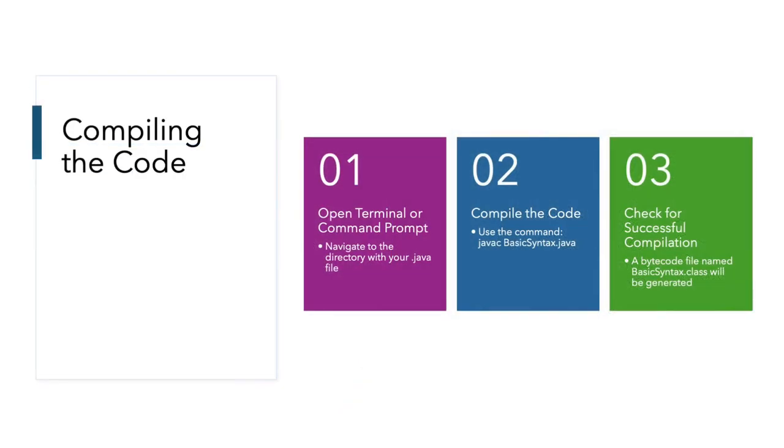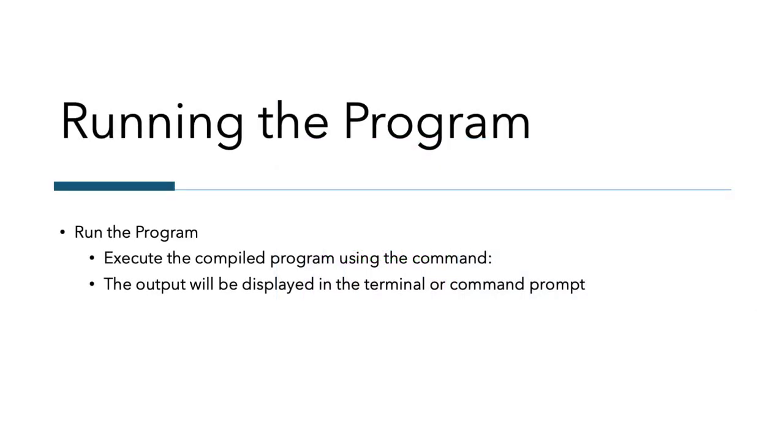To compile your Java code, open the terminal, navigate to your .java file's directory, and use the command javac BasicSyntax.java. If it's successful, a BasicSyntax.class file will be generated. To run the compiled Java program, use the command java and the file name, where it will find the BasicSyntax.class file. The output will be shown in the terminal or command prompt.